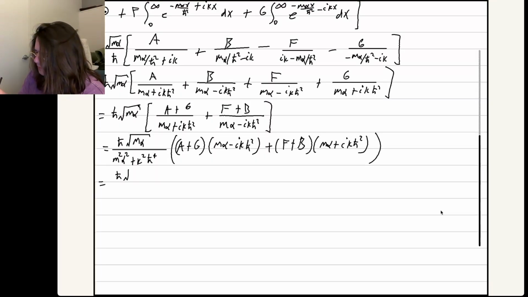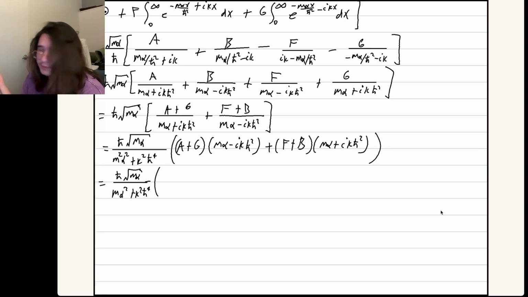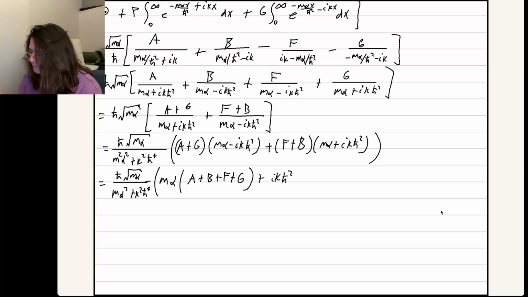And I'm going to group it together in a way that's a little bit more suggestive, actually, because right now it just kind of looks like garbage. So everything's multiplied by positive m alpha. So I'm just going to say m alpha times a plus b plus f plus g. And everything is also multiplied by IKH bar squared. But then that is going to look like f minus g minus a plus b.